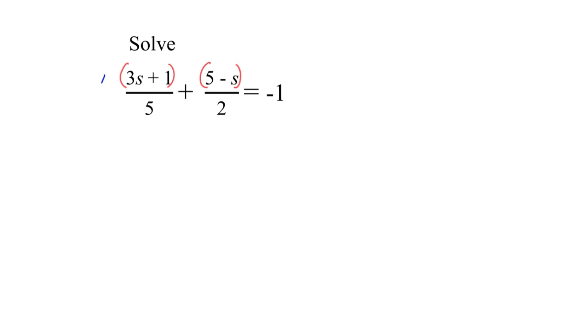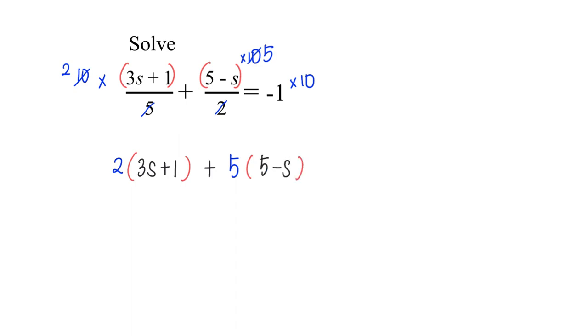Next, I'm going to multiply by 10 throughout all the terms, so that when I do that, 10 divided by 5, I'm left with 2. 10 divided by 2, I'm left with 5, and you will see this next step, with all the denominators eliminated. Negative 1 times 10 is negative 10.